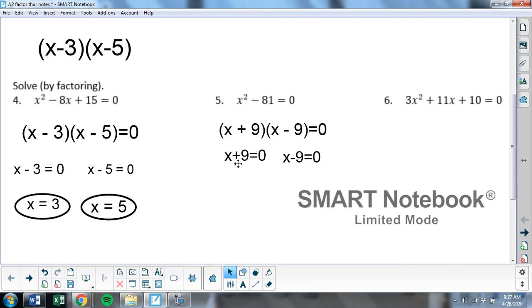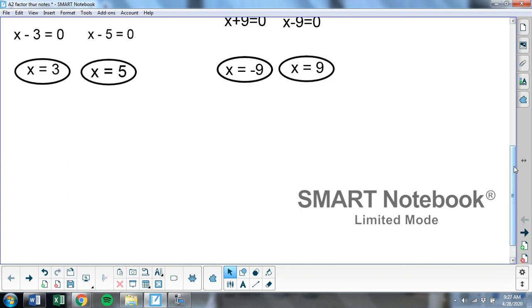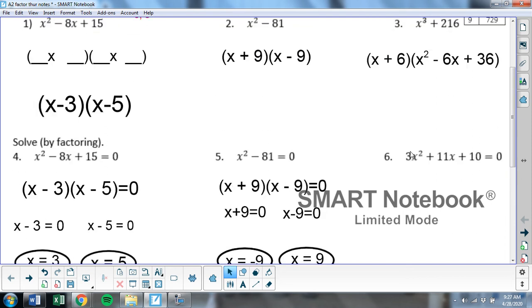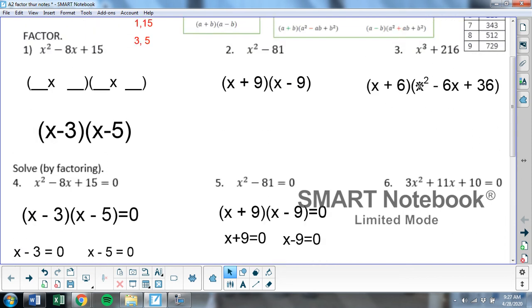So subtract 9. And then over here, add 9. And those are my two answers. You could plug them both in. Now, I didn't copy number 3 down here because we're not going to do zero product property with something like this for today. So I kind of have a new one here.